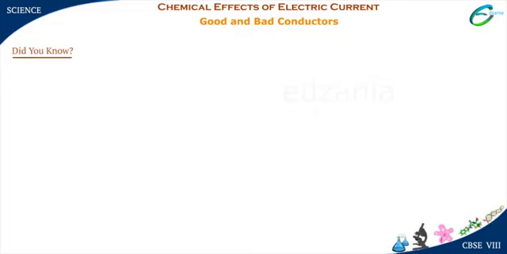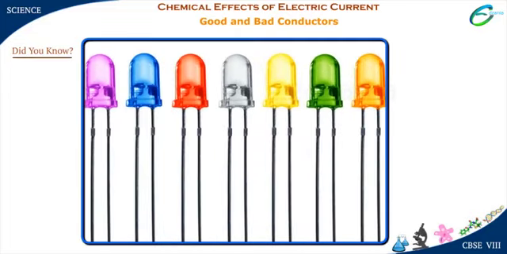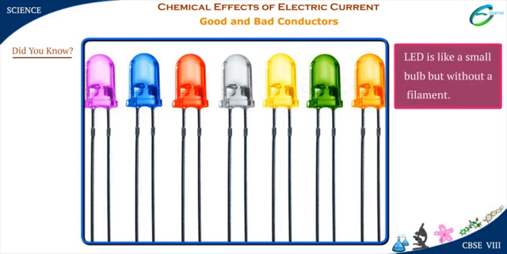Did you know LED or light-emitting diode is an electronic device that produces light? LEDs can produce light of various colors such as green, yellow, red, blue, white, etc. Each LED is like a small bulb but without a filament. It requires a very small current to emit light.